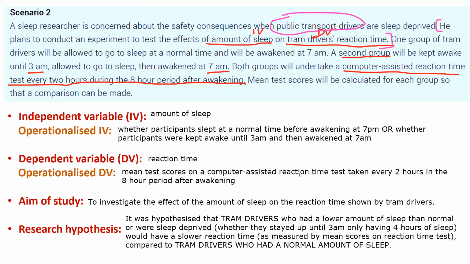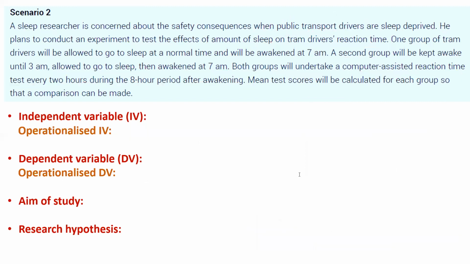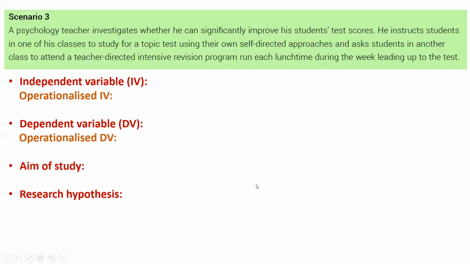Okay, so let's do one more just before we end for today. I'm not going to do all 6 because I don't want to drain everybody's lives today. But we'll do one more and then maybe we'll do the other 3 next week before we do our in-class experiment. So scenario 3 looks at this idea that a psychology teacher investigates whether he can significantly improve his students' test scores. He instructs students in one of his classes to study for a topic test using their own self-directed approaches and asks students in another class to attend a teacher-directed intensive revision program run each lunchtime during the week leading up to the test.